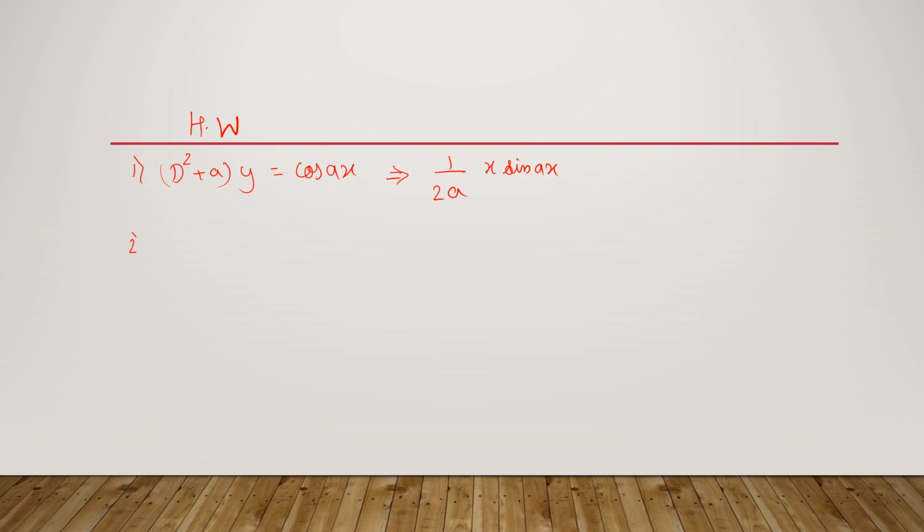Then the second type, D square plus a square y equal to sin of x. Over here the solution is minus x upon 2a cos of x. So just try to solve these two examples and check whether you are getting the solution as something like this and like this. Just practice this type of differential equation and check your solution.